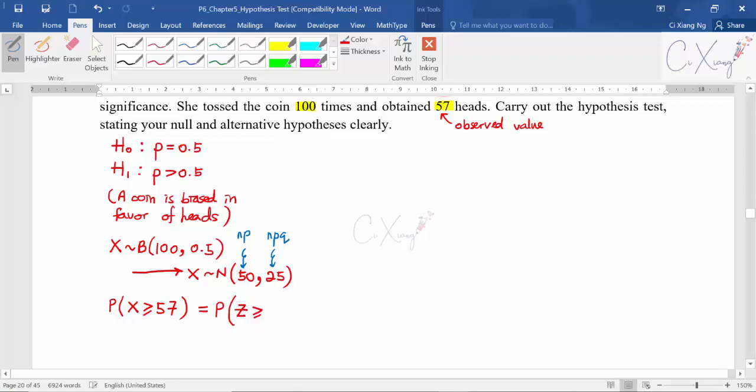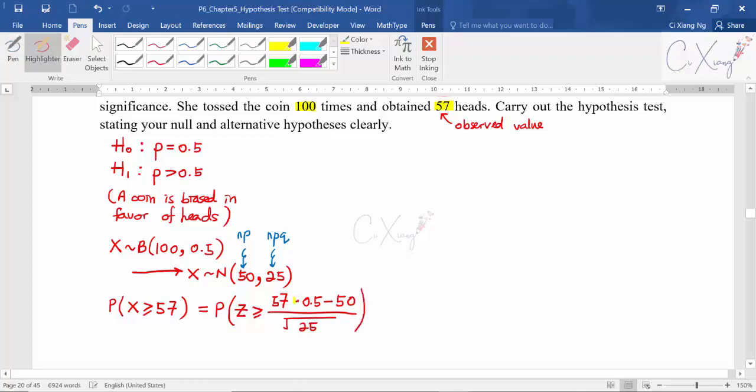Okay, so to change it to Z, you need to do continuity correction. So greater than or equal to 57 means include the 57. Continuity correction should be negative 0.5. Then minus the mean, so minus the mean 50, divided by the standard deviation. So the standard deviation is the square root of 25.